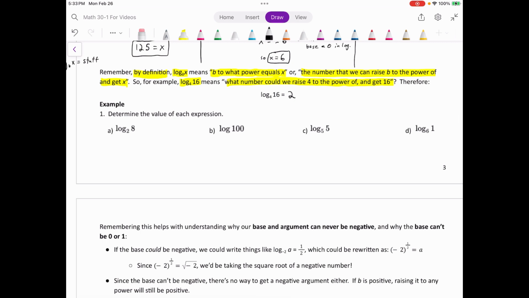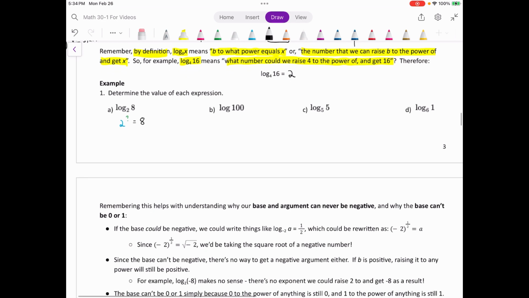Let's try this out. Determine the value of each expression. Log base 2 of 8 is saying 2 to what power equals 8, right? And whatever that power is, this is equivalent to that. So again, 2 to the power of what would give us 8? Well, the answer is 3. 2 to the power of 3 would equal 8. So log base 2 of 8 is just 3, right? It's equivalent to 3.